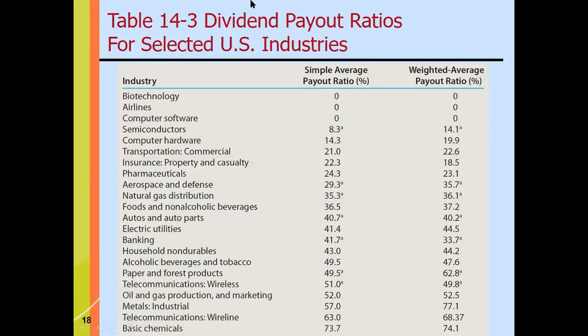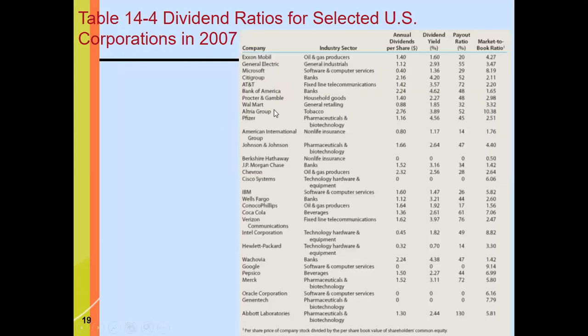Then these are the dividend payout ratios for selected US industries. For this one, we can notice that the highest would be the basic chemicals, as well as the weighted average. And then for biotechnology, zero. Semiconductors, above zero, would be the lowest though, both simple and weighted. Then we have the selected US corporations in 2007 and their respective dividend ratios.